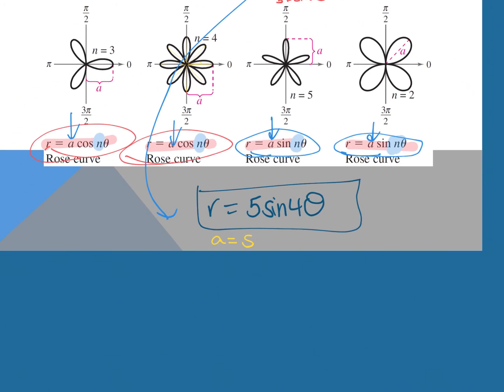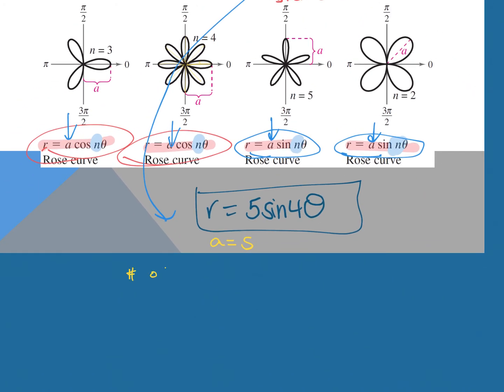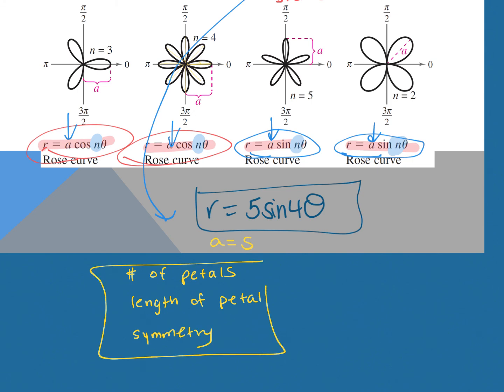So if it's a rose, you're going to find the number of petals, the length of the petal, and symmetry. After you get those, well, I'm not doing this today. After you get those, then you'll graph it by plotting your points.